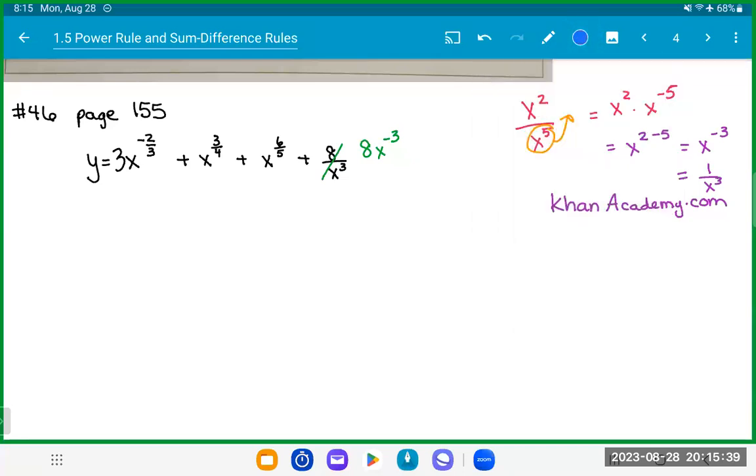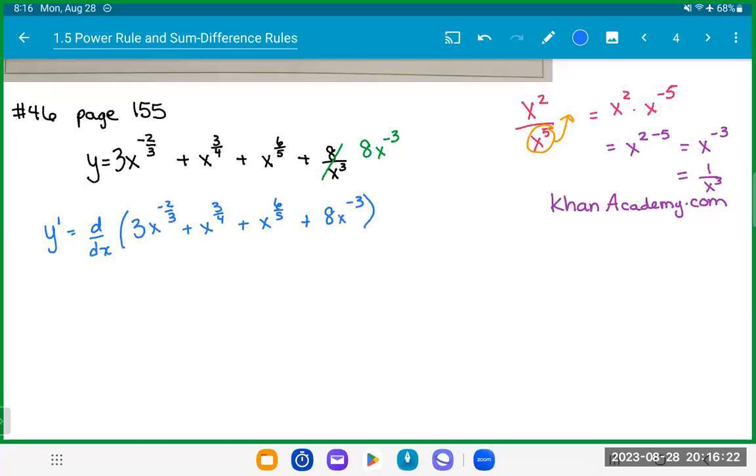So now if I want to take the derivative, I could do y prime or I could do dy dx, dy over dx, it's okay too. I tend to write just y prime most of the time because it's quicker shorthand. All right. So we have here then dy dx of this whole thing, which is our 3x to the negative 2/3 plus x 3/4 plus x 6/5 plus 8x to the negative 3.